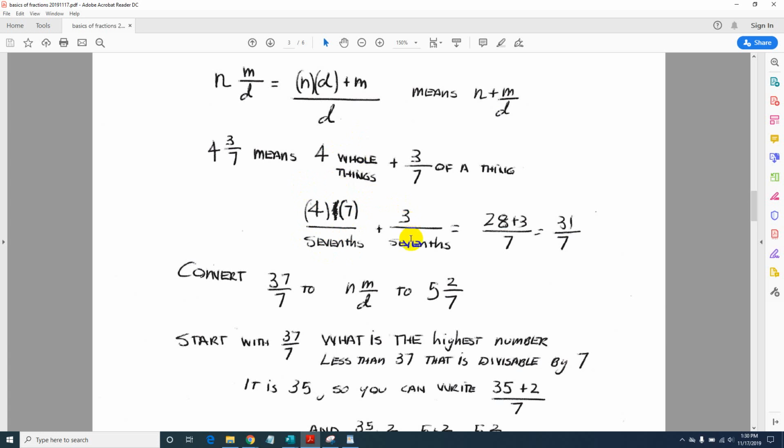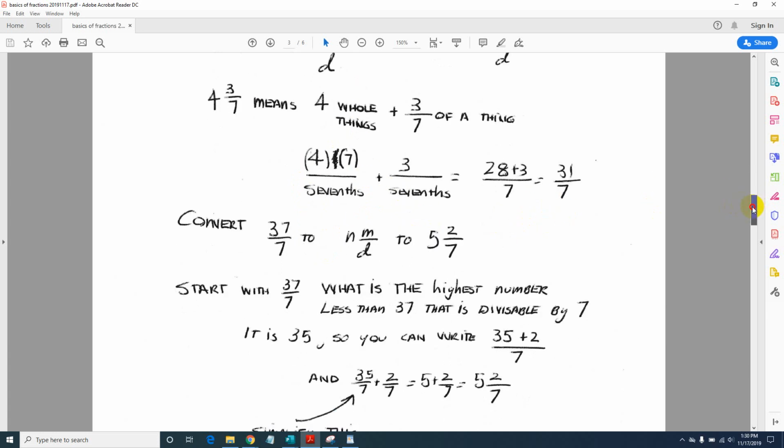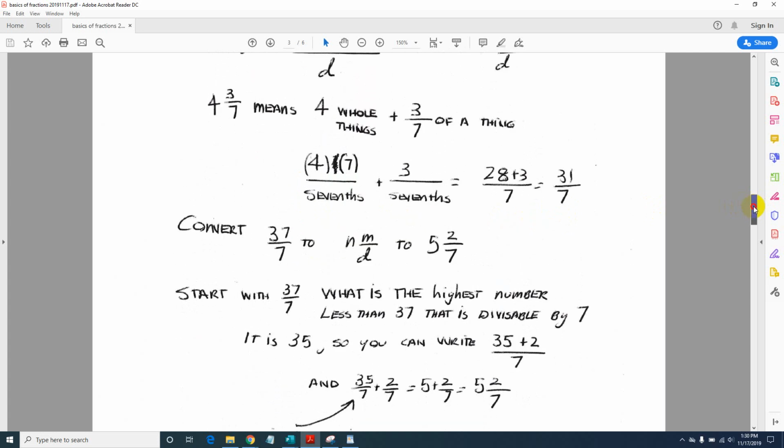Plus, then you have an additional 3/7, and you get 28 over 3 to get 31. I'm just trying to explain what this stuff means, okay? So that's how you do this.